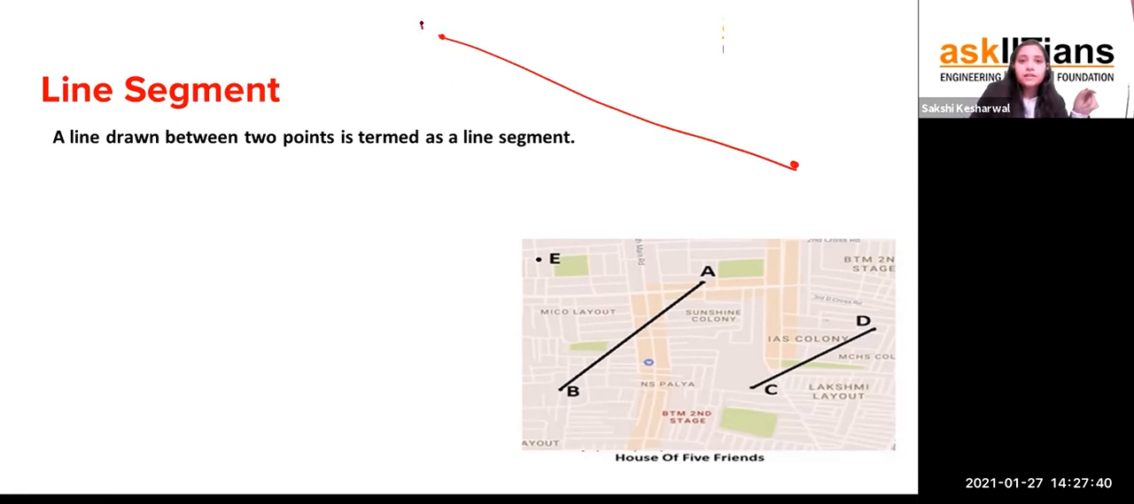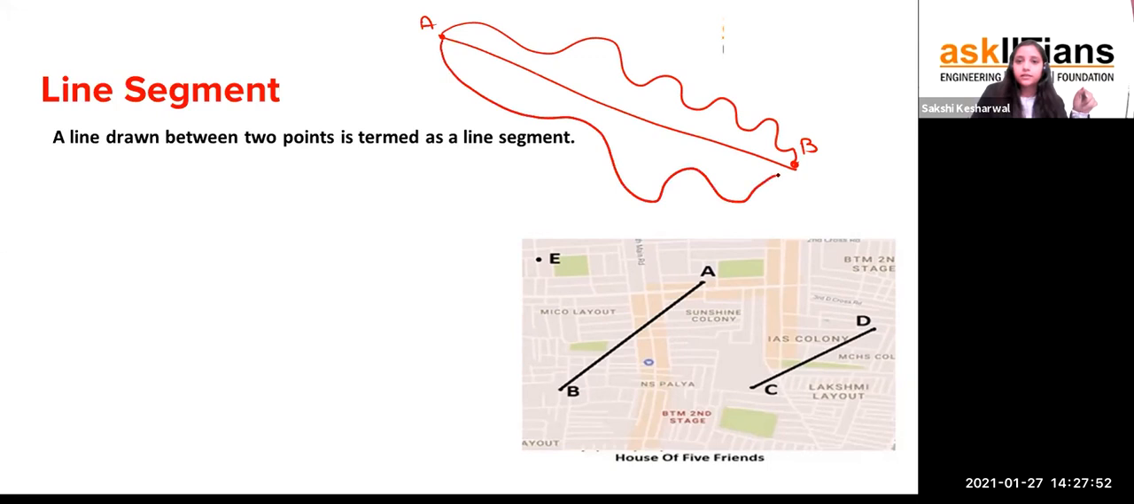If I say this is A and this is B, you can go from A to B like this, like this, or like this also. But if you are going in a straight path, then we say that it is a what? A line segment. It has its initial point and a what? Final point.